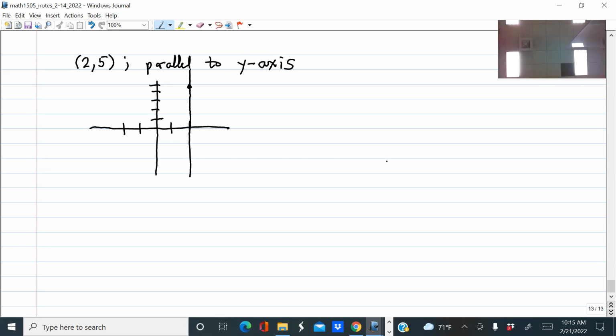So this line does have a formula though, and it's a very simple formula. It's just going to be of the form x equals, and then whatever the x coordinate is of all of the points on this line. So what is the x coordinate for all the points on this line? 2, right? So the equation for this line is very simple. It's just x equals 2.